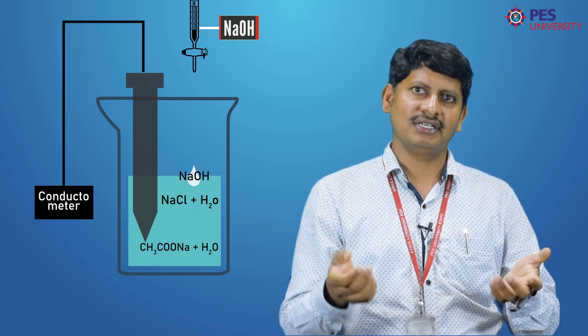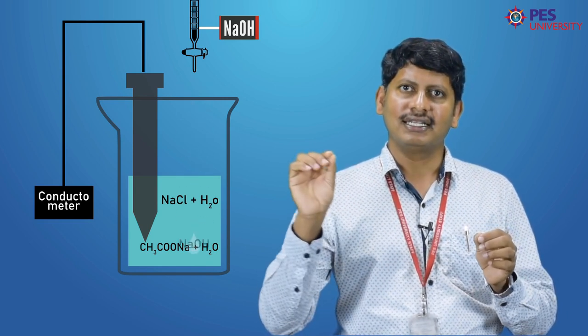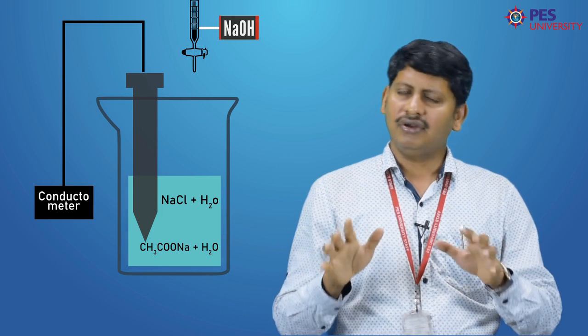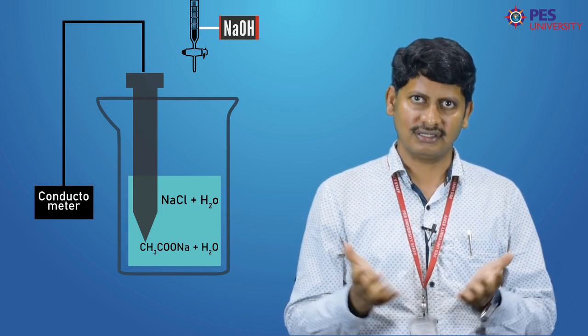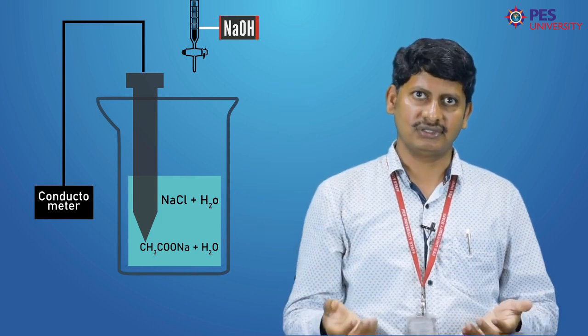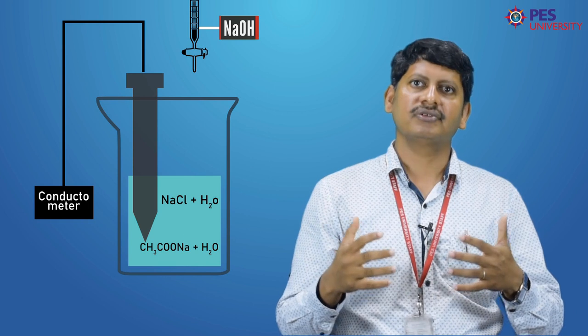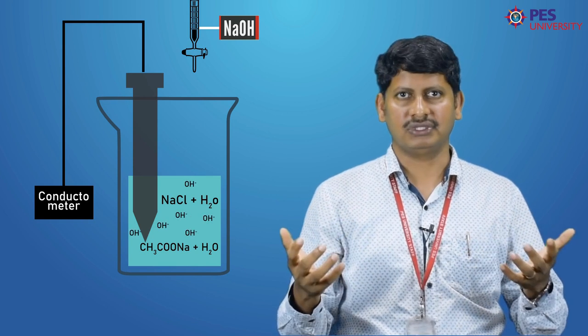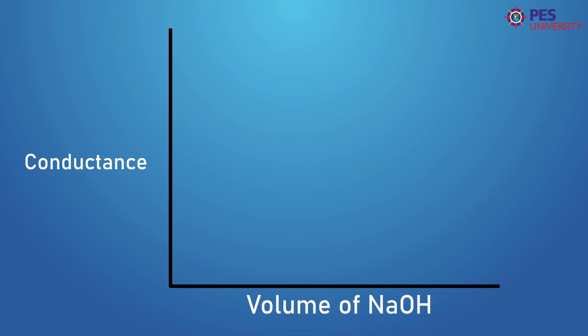Actually, the sodium acetate is also a strong electrolyte, hence there is a slight increase in the conductance. When all the HCl and acetic acid are completely exhausted in the solution, then if you further add NaOH from the burette into the solution, conductance values increase. That is because of OH minus ions from NaOH.